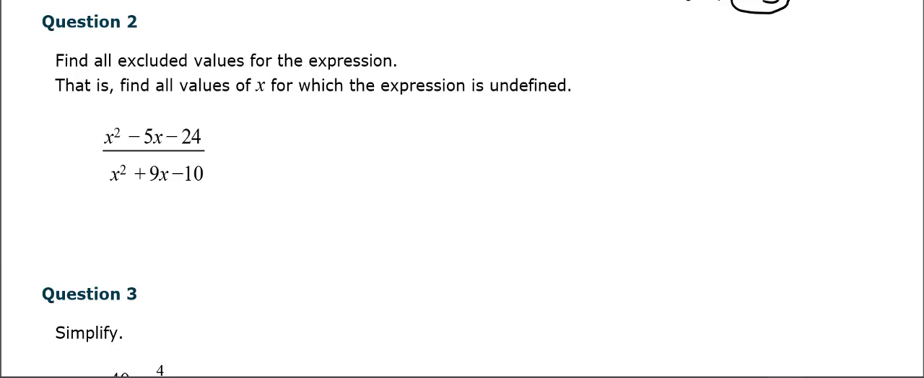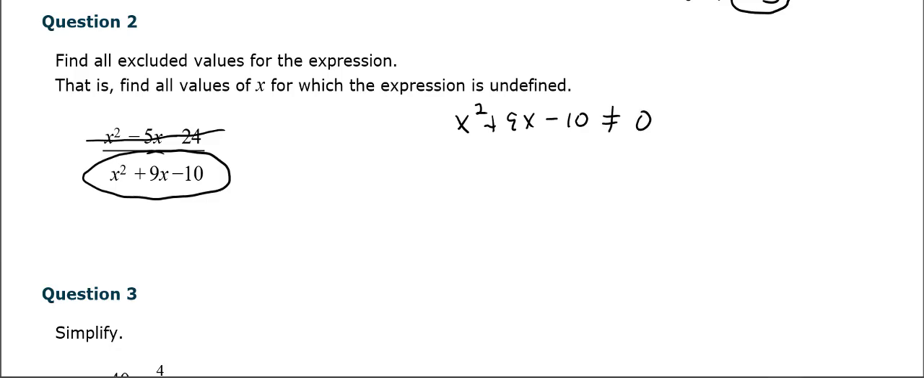Question 2. Find all excluded values for the expression x squared minus 5x minus 24 over x squared plus 9x minus 10. Again, for this expression to be undefined, our denominator cannot equal 0. So we don't pay attention to the numerator. And we say that x squared plus 9x minus 10 cannot equal 0. Now, since we have an x squared, we have to factor. And so in this case, we can use our shortcut in factoring.